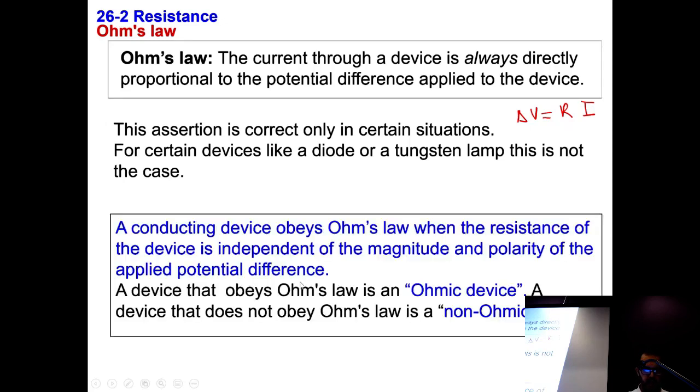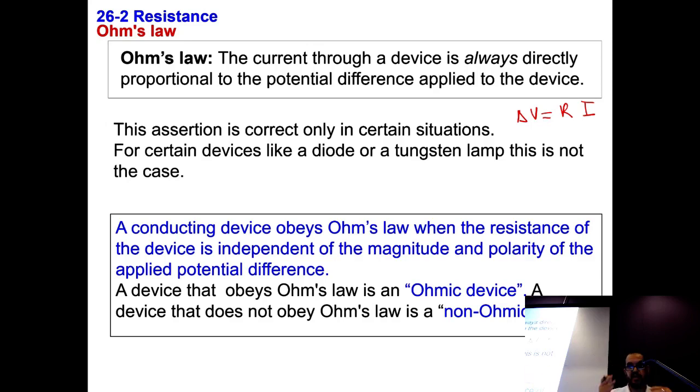A conducting device obeys Ohm's law when the resistance of the device is independent of the voltage polarity or the voltage value. So if you take a resistance and connect it to a power supply, and you start changing the voltage and you measure the current, whenever you divide the voltage by the current, you will find the same value, meaning the resistance of this material is not dependent on the voltage. That's what we mean. This is an ohmic device.